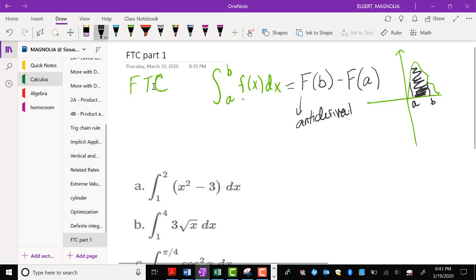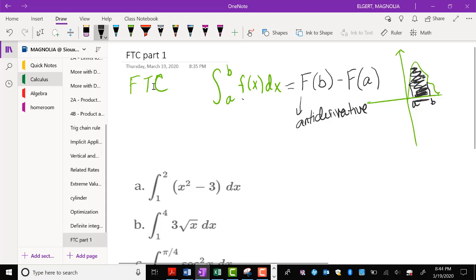So that is the fundamental theorem of calculus. It's the antiderivative evaluated at the upper boundary minus the antiderivative evaluated at the lower boundary. So it gives you the distance. Remember, distance is found by subtracting, so that's your b minus a, and that distance in the antiderivative gives you that area.